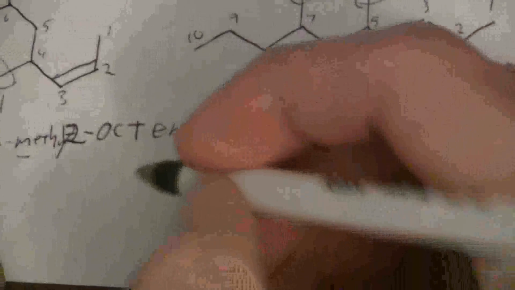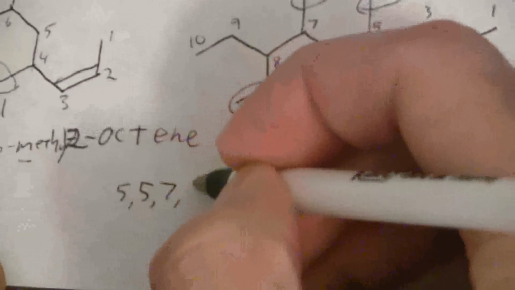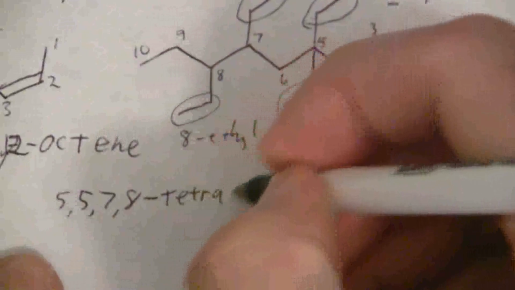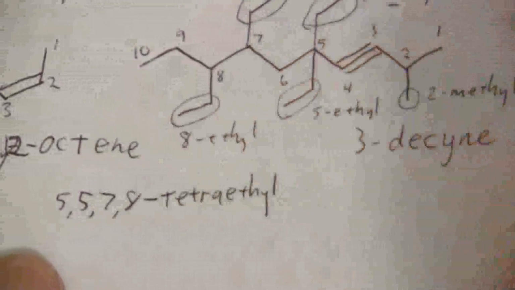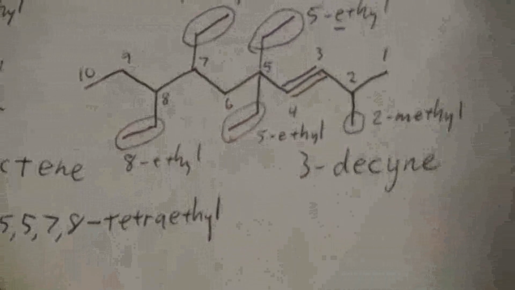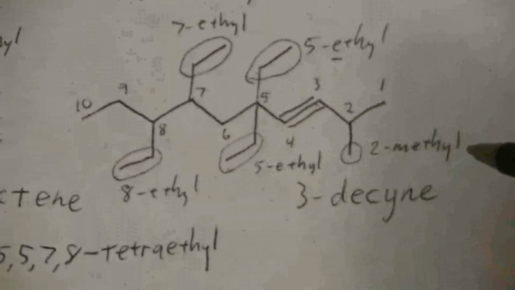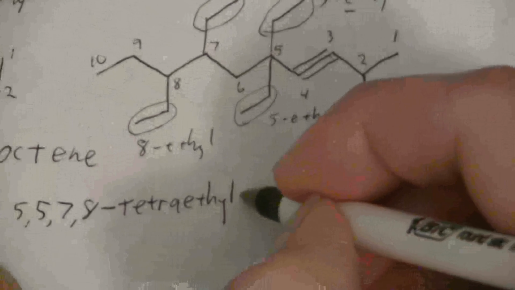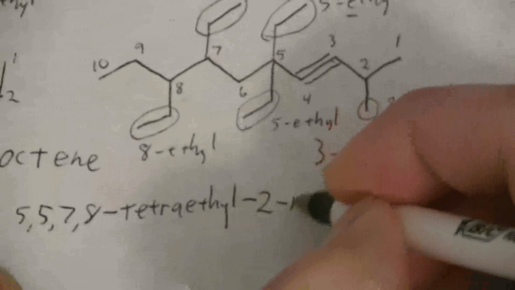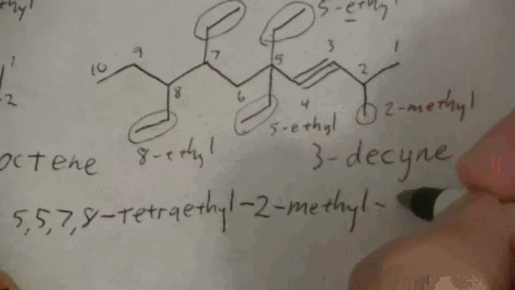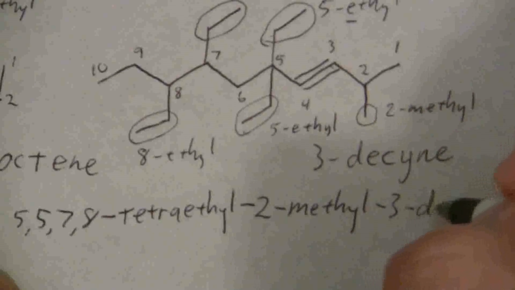Let's see if I can give myself enough room here. 5, 5, 7, 8, dash, to separate numbers from letters, tetraethyl, and then I have a 2-methyl, so dash 2 dash methyl, and then I'll have my 3-decyne at the end.